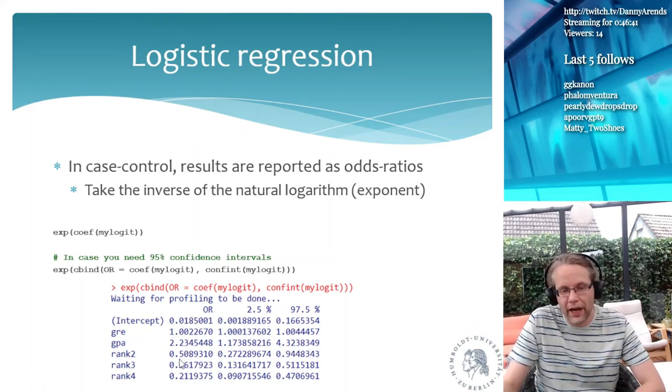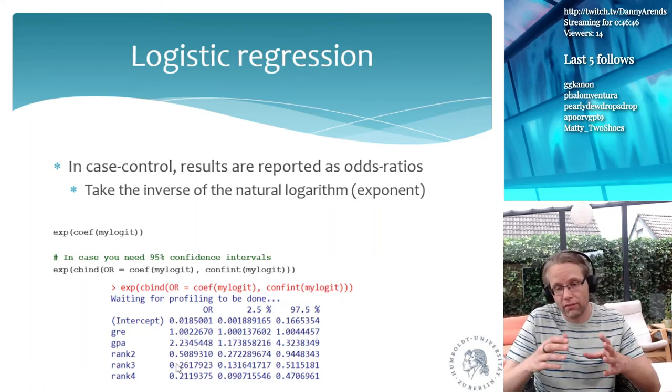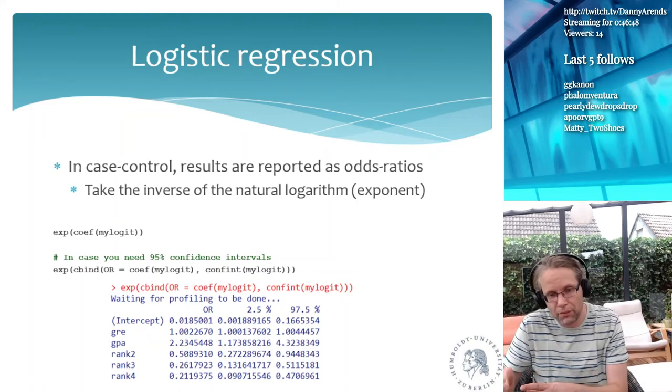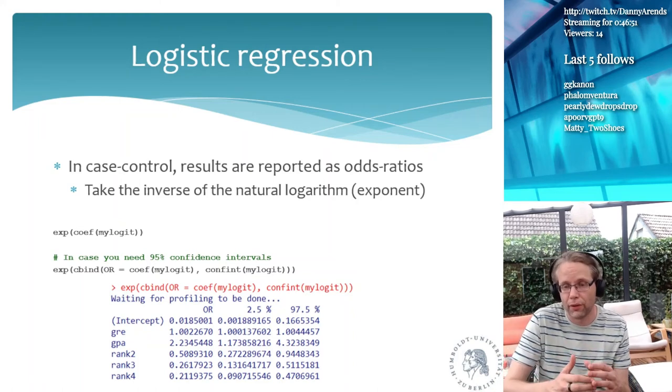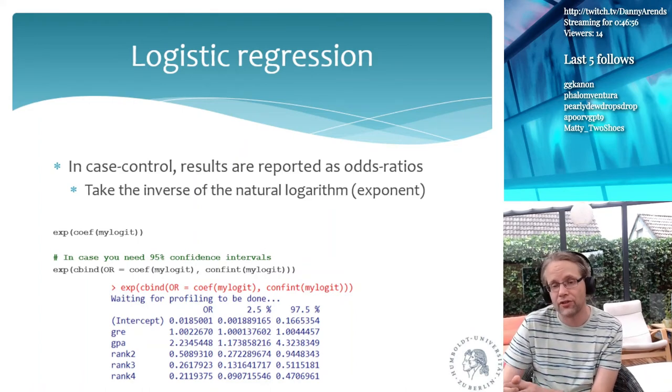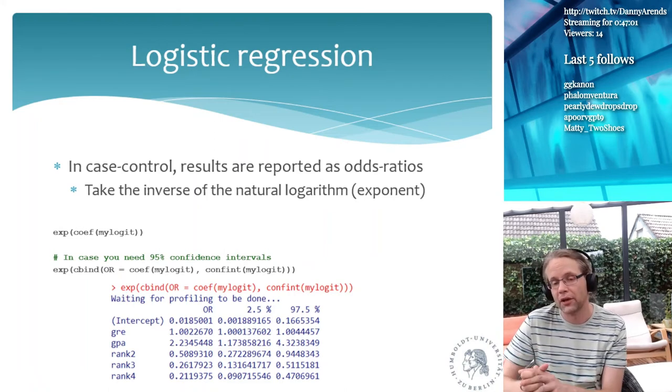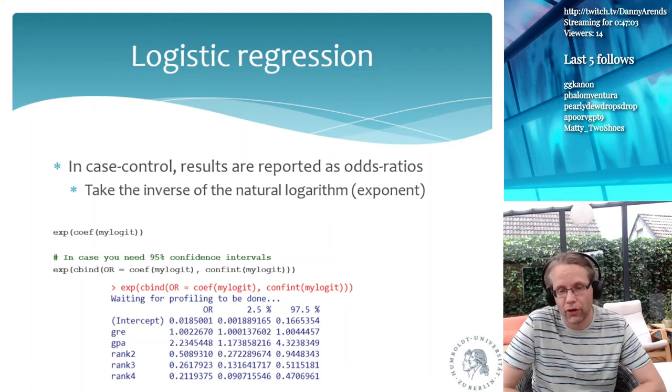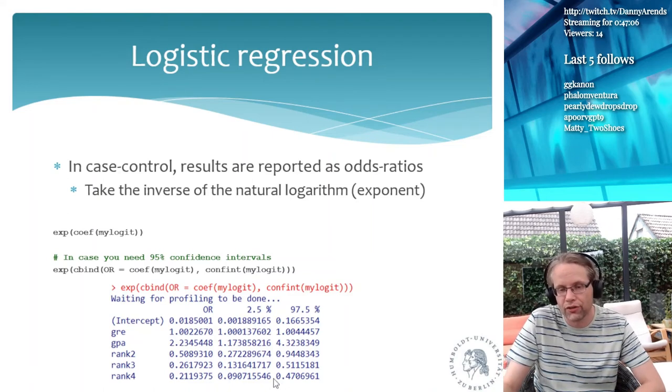And then we see the different ranks. The ranks of the schools are below one, which means that rank number two has 50% chance of getting admitted compared to people from a rank one school. People from a rank three school have around a 26% chance of getting admitted, and people from a rank four school have around a 21% chance of getting admitted, which is more or less similar to what we saw. And of course, here we see the confidence interval. So the real value will probably be somewhere between a 9% chance all the way up to a 47% chance compared to a rank one individual.